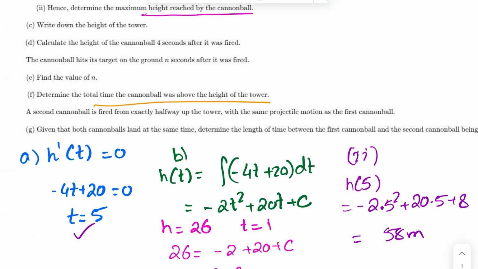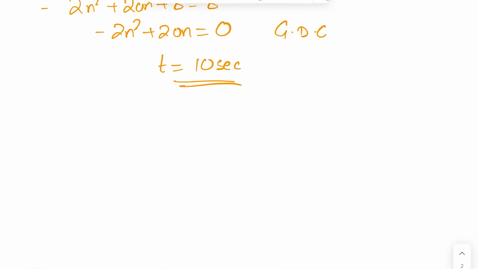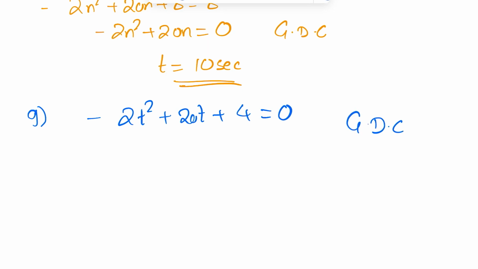And the final part of the question: a second cannonball is fired exactly halfway up the tower with the same projectile motion as the first cannonball. Given that both cannonballs land at the same time, determine the length of the time between the first cannonball and the second cannonball. Now the second cannonball is having a height of 4 meters only. So it is minus 2t square plus 20t, instead of plus 8, it is going to be plus 4 equals 0. Use the GDC, and you will get the time approximately equal to 10.2 seconds.